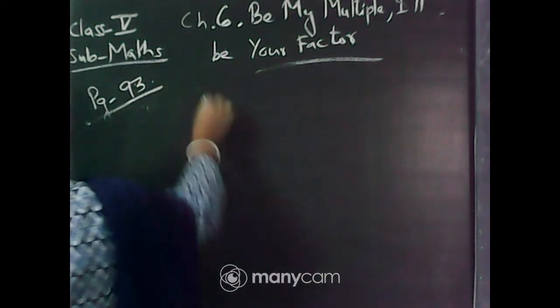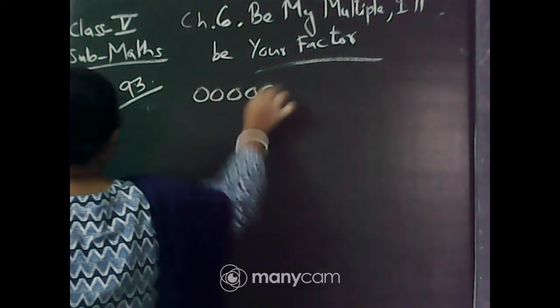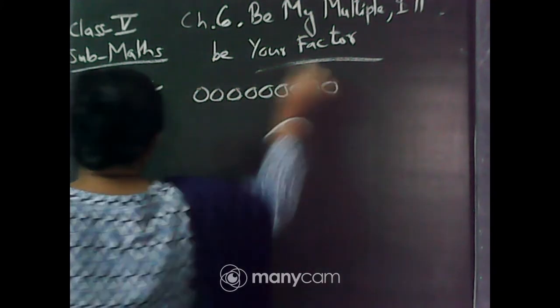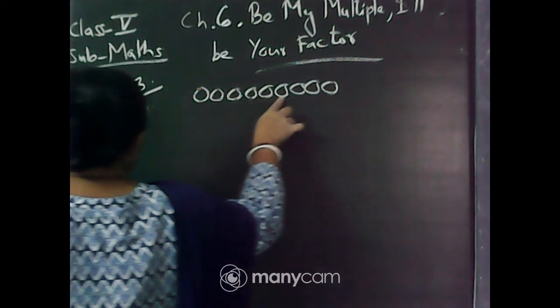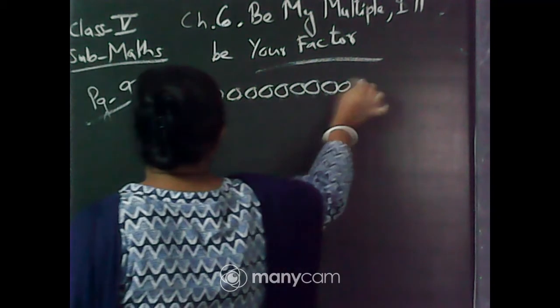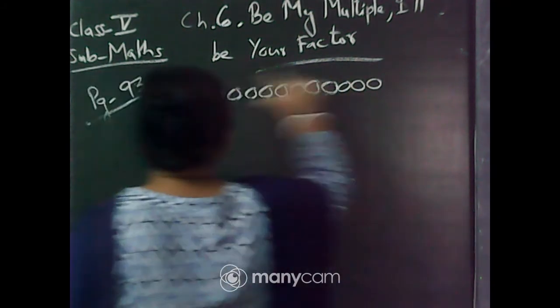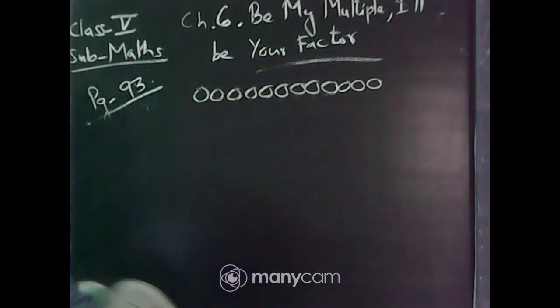How will it be 3? First of all, she will keep all the tamarind seeds in a horizontal way: 1, 2, 3, 4, 5, 6, 7, 8, 9, 10, 11 and 12. So this way she is making a horizontal rectangle, isn't it?